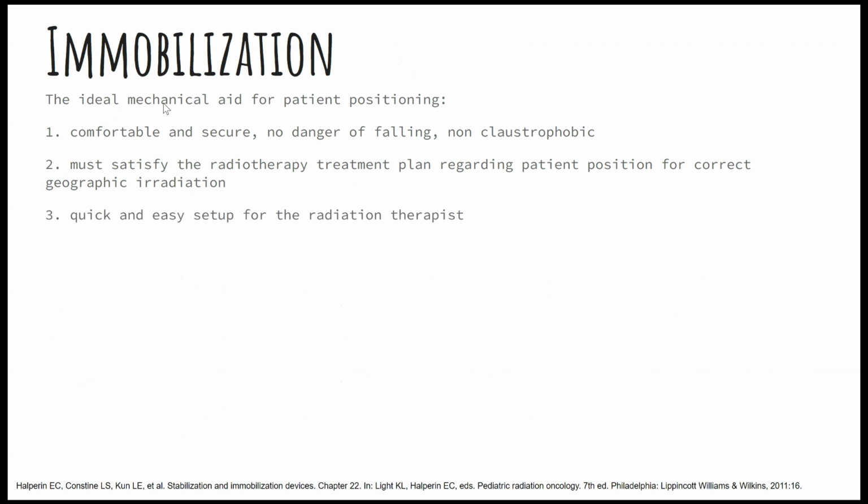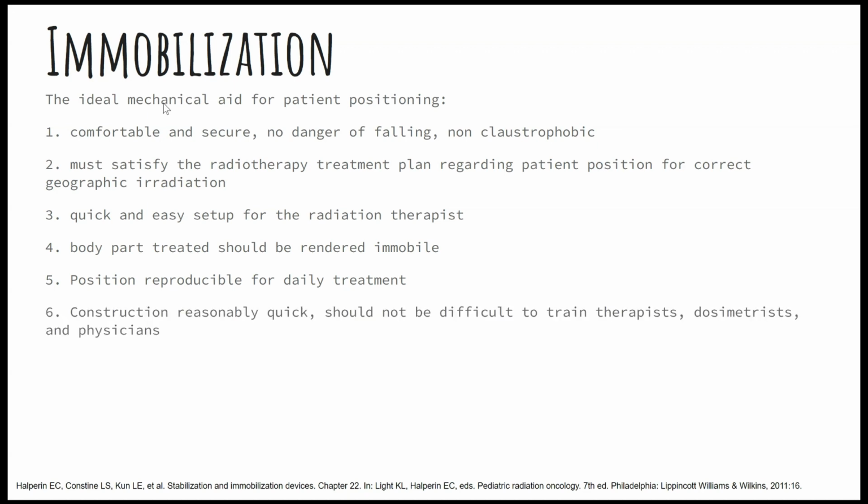It should be quick and easy to set up. It shouldn't be that the radiation therapist is taking half an hour to actually set the patient up. It is tiring and it makes room for more errors. Then the body part treated should be rendered immobile. The less the motion, the less the uncertainty. It should be reproducible for daily treatment. Its construction should be quick and easy. It should not be difficult to train new people.